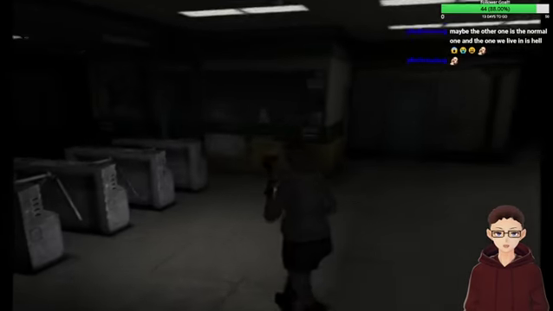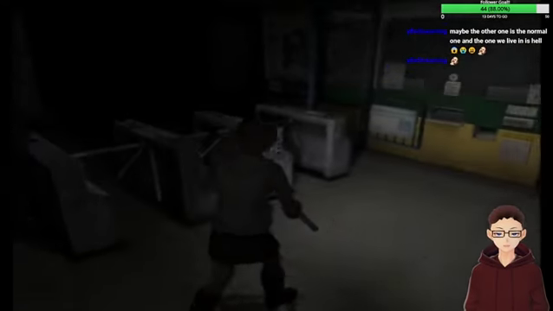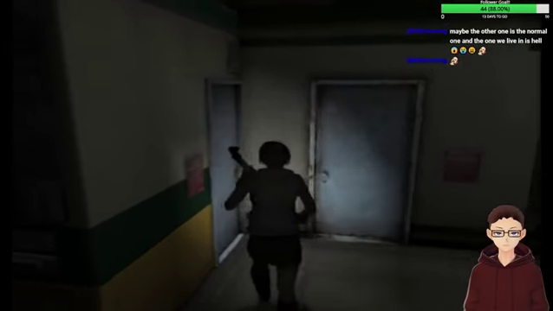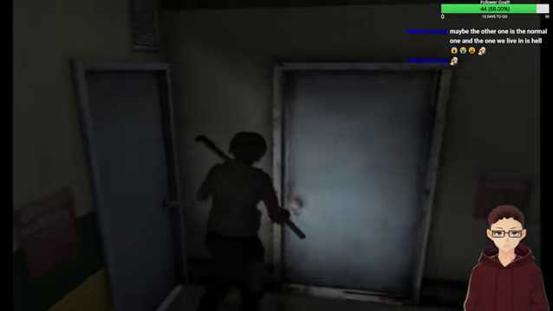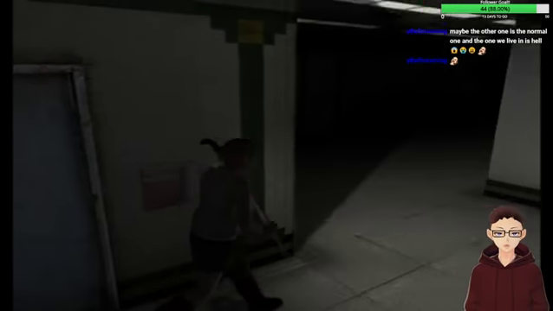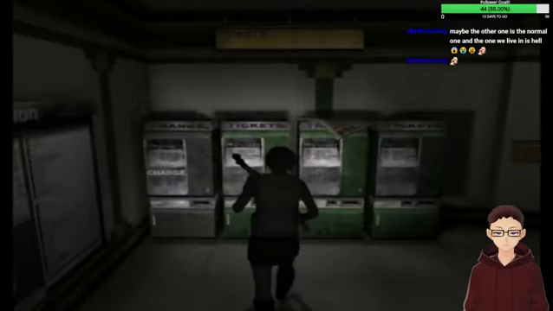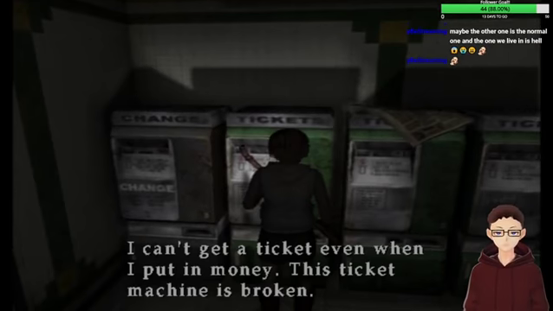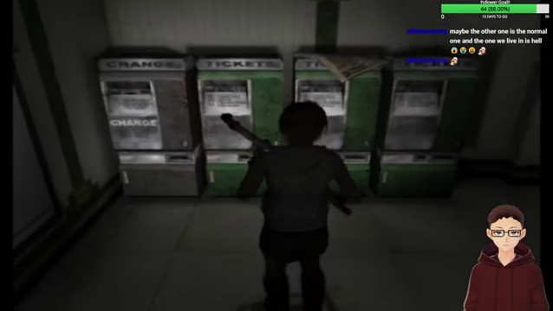Oh, okay, we're on a subway platform now. Never mind, we're not. Can I open this door? Nope. Can I open this one? No. Can I buy a ticket? Nope. Can't get a ticket even when I put in money. This ticket machine is broken. They're all broken.